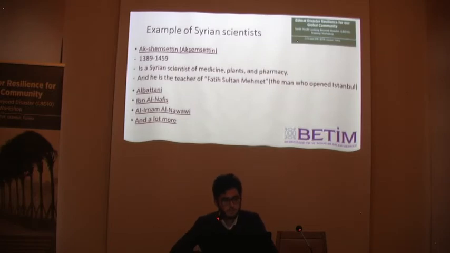So, an example of our scientists, Akshemseddin is a very famous scientist, especially in Turkey, but he's a Syrian scientist of medicine, plants and pharmacy, and he is the teacher of Fatih Sultan Mehmed, the one who opened Istanbul. And also Al-Battani, you can see, he's the best astronomy scientist ever. So he proved that the year consists of 365 days. And Ibn Nafis in medicine, and Imam Nawawi in religion, and a lot more.